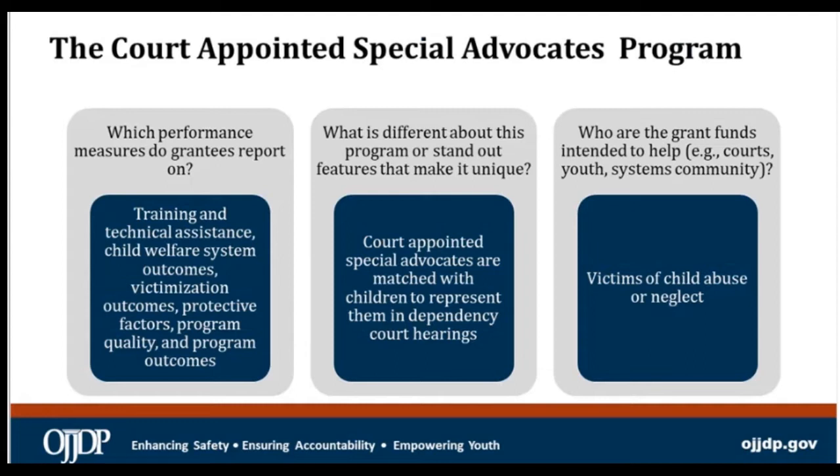There are three important things to keep in mind about the CASA program. Which performance measures do the grantees report on? They report on training and technical assistance, child welfare system outcomes, victimization outcomes, protective factors, program quality, and program outcomes. What is different about this program, or some standout features that make it unique? CASA advocates are matched with children to represent them in dependency court hearings. And who are the grant funds intended to help? They are intended to help victims of child abuse or neglect.